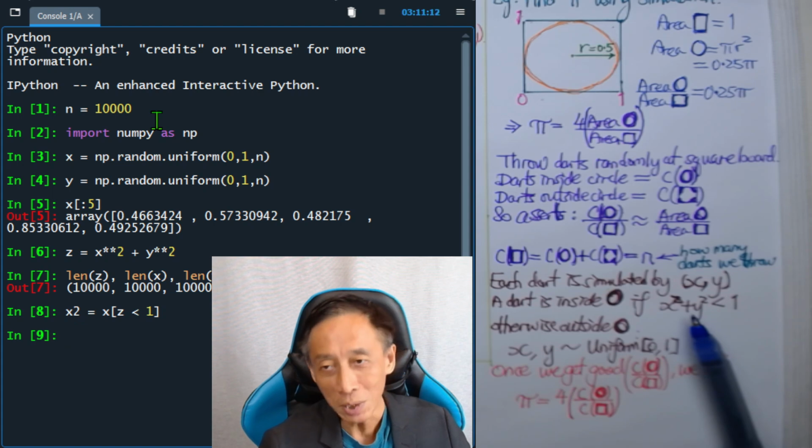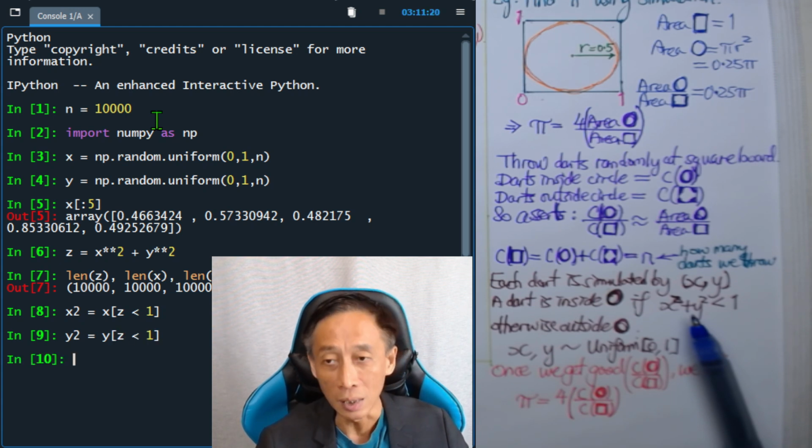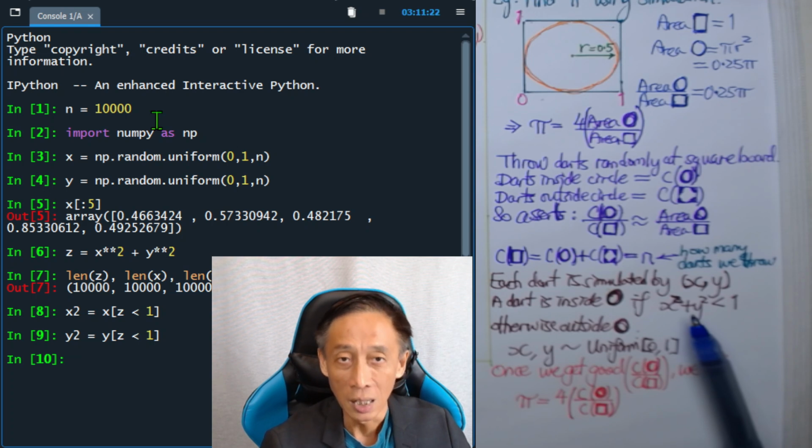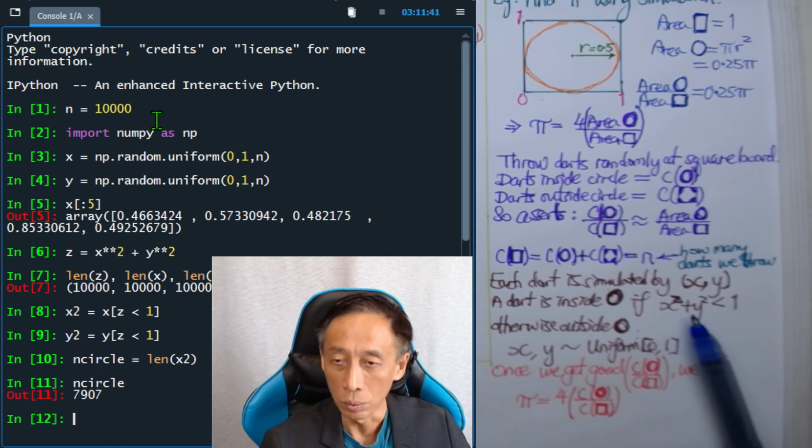Okay, so likewise, we can do y as well, but it's not really necessary because we just need to count the number of values in x2, right? So in x2, we can find the count. So the count of the circle, let's say n_circle, is the length of x2. And this will be the same as y2, so we don't have to really calculate. So it will be 7907.